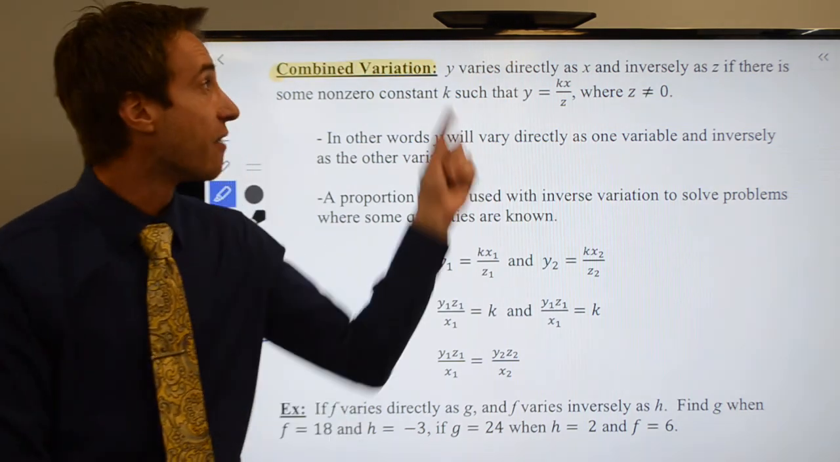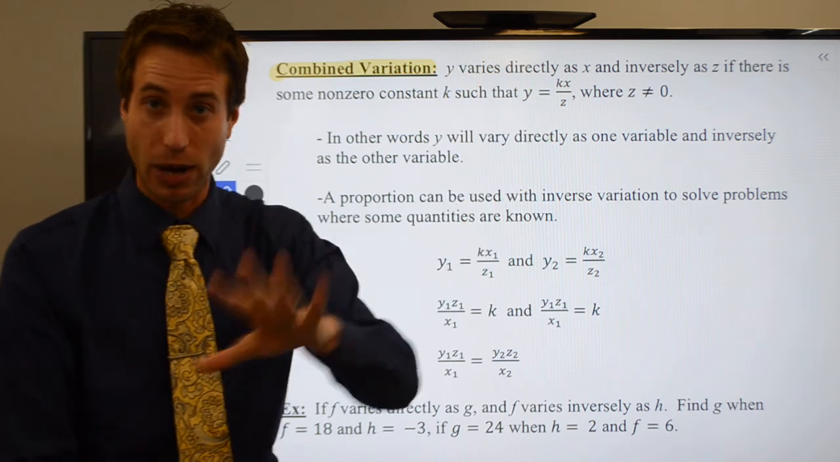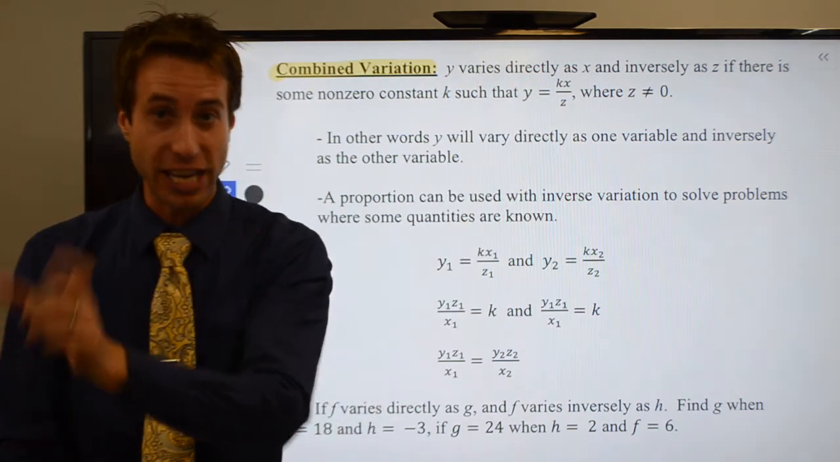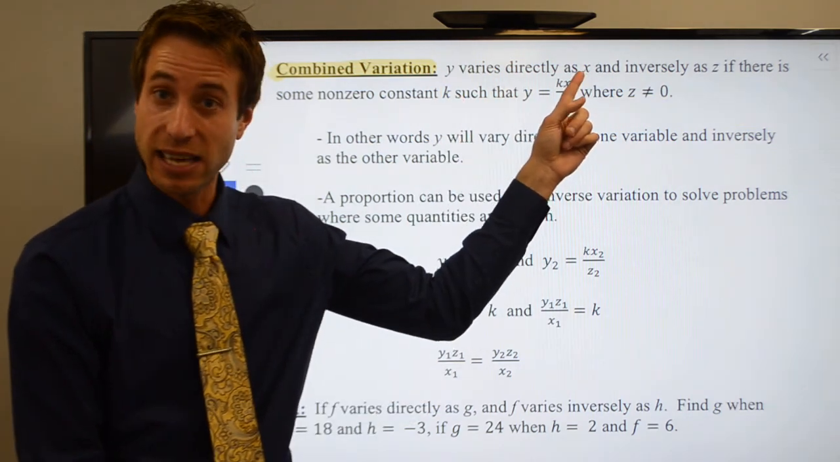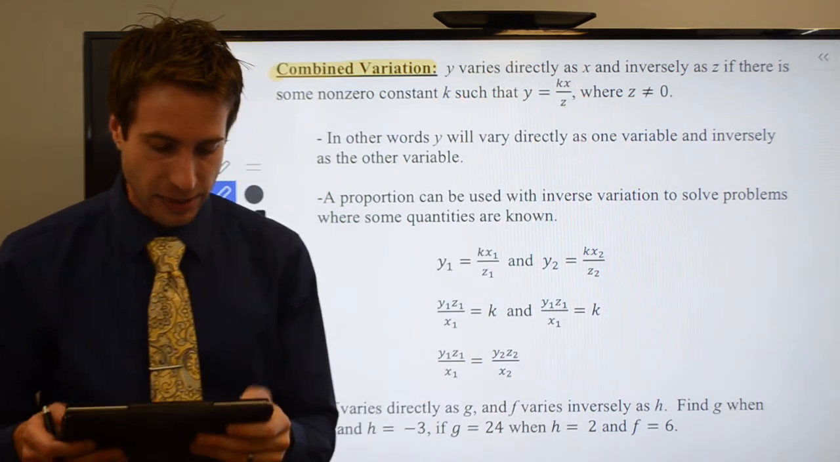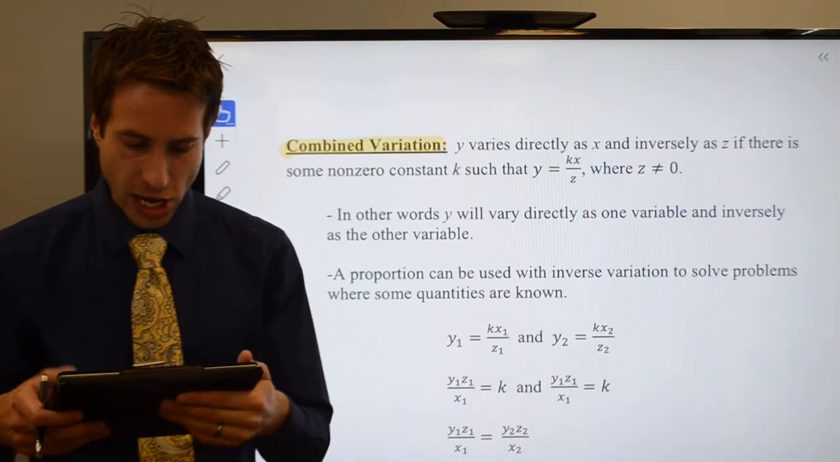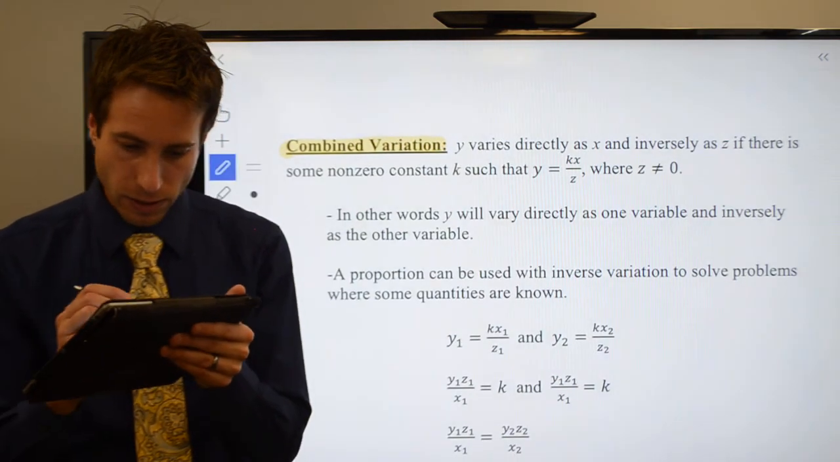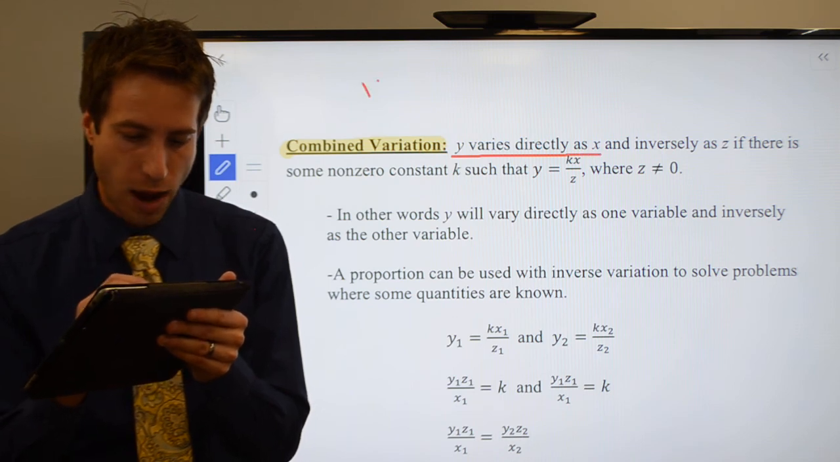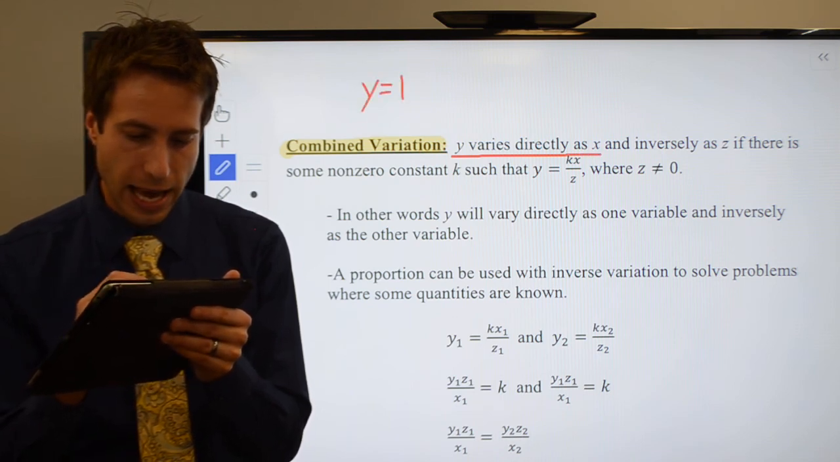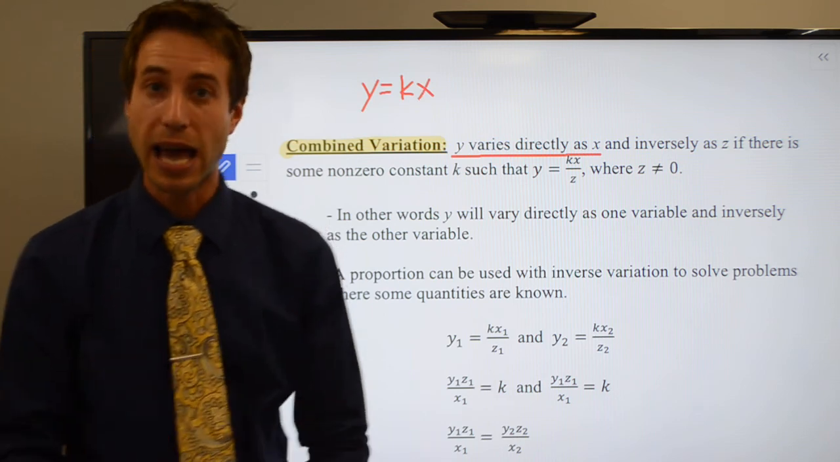What I have is y varies directly. We've already looked at direct variation. That was our first type of variation. Y varies directly as x. I know what that looks like. Let me slide up here just a smidge and you'll see that y varies directly as x means that y is equal to k times x.